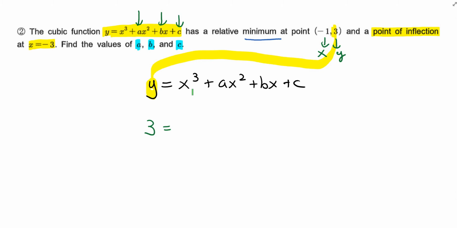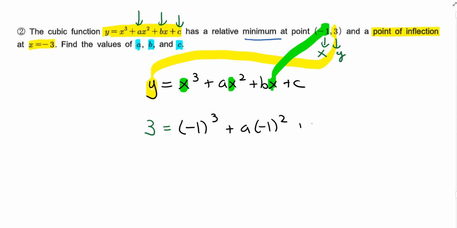And all my x values will change to -1. So that's going to be -1 cubed plus a times -1 squared plus b times -1 plus c. And then let's go ahead and simplify that. That's going to be 3 equals -1 plus a minus b plus c.